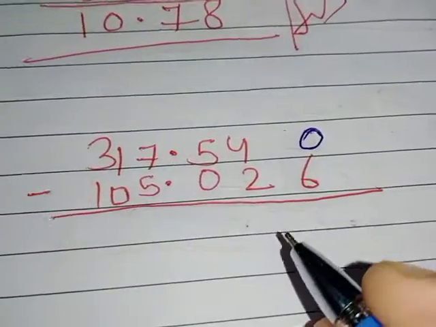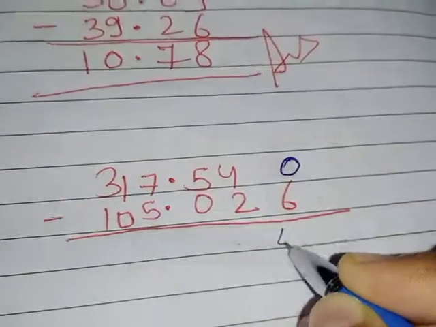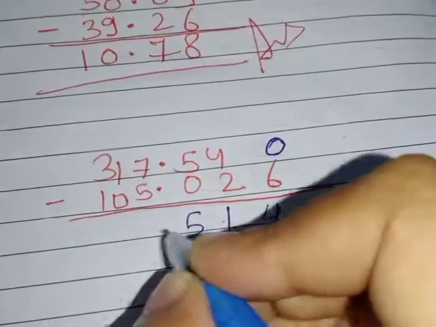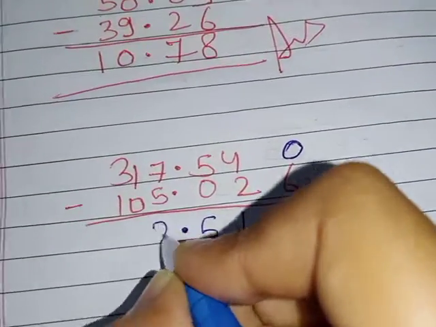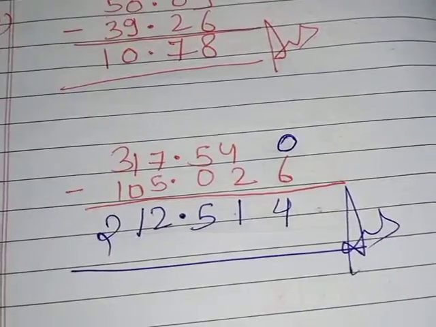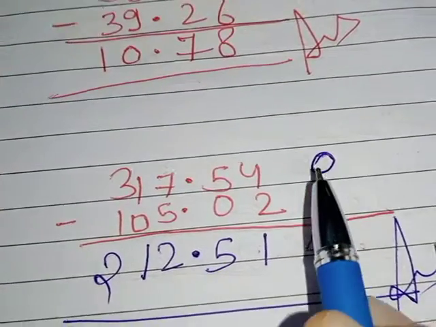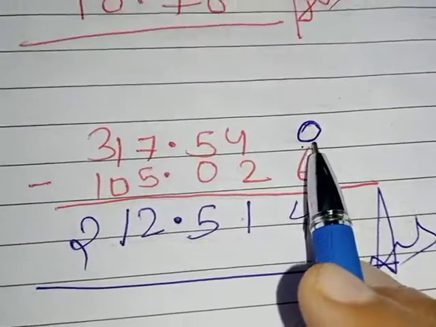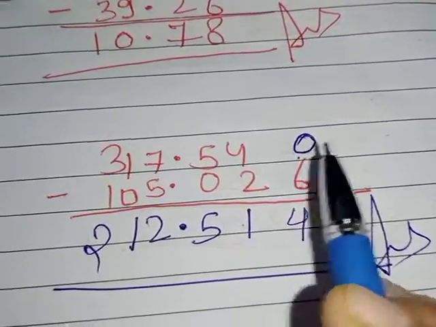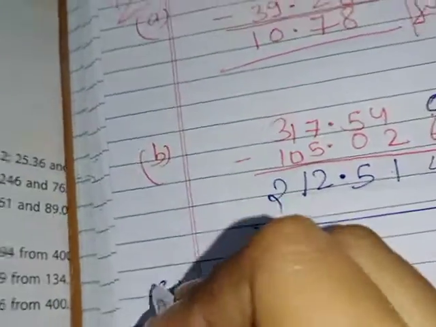0 minus 6, is it possible? No. It will borrow. So 10 minus 6 will be 4. And 3 minus 2 will be 1. Then 5. 7 minus 5 is 2, 2 like this. Clear? The point which we have to notice here is we don't have anything in the thousandth place of the upside number. That's why we'll write the 0, and then we'll move forward and solve. B is done. Then C.